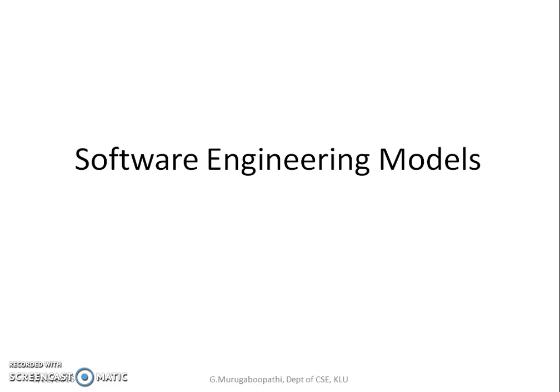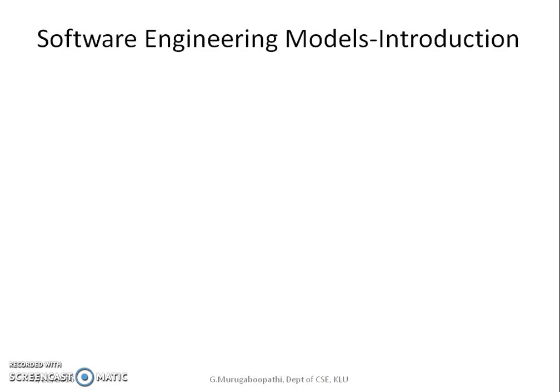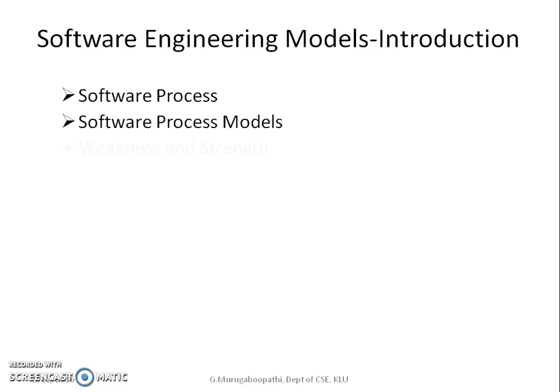In the last session we discussed software, the role of software, characteristics of software, need for software and software engineering. In this session we will discuss the software engineering models, software process models, and the weaknesses and strengths of the software engineering models.